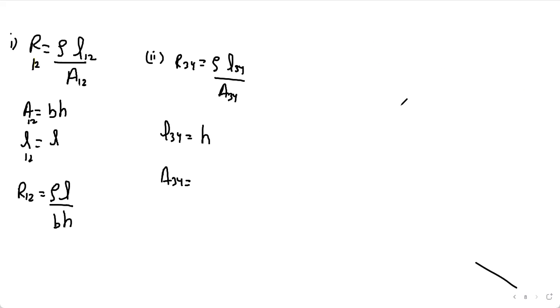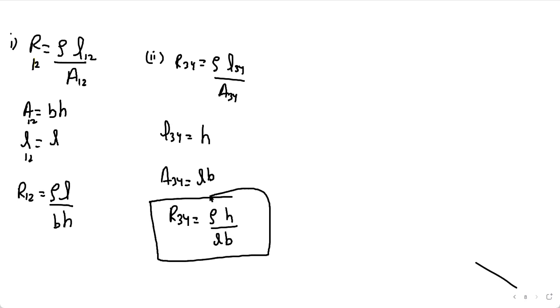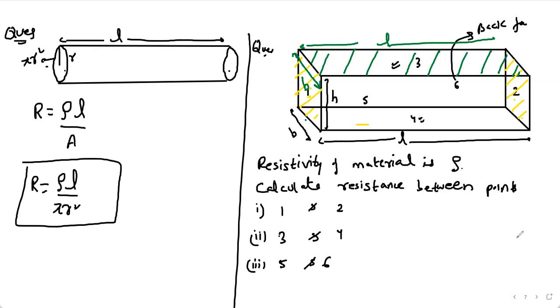LB. When I substitute all values here, I will get R34 is rho H by LB. This is R34. After R34, the third is 5, 6. The front face is 5 and the back face is 6. I need resistance between phase 5 and phase 6.